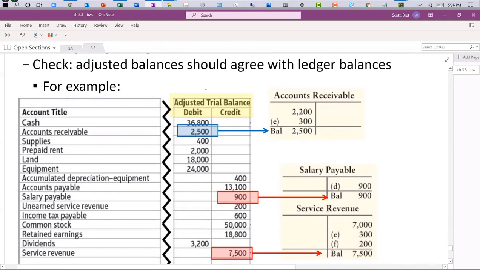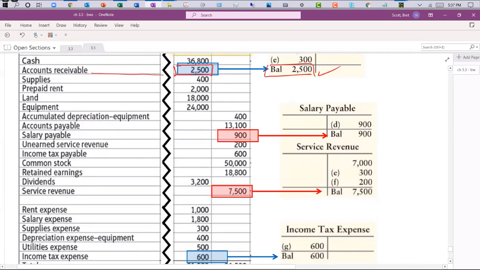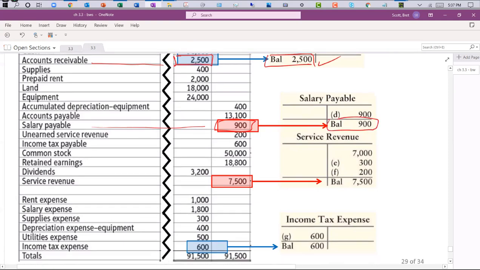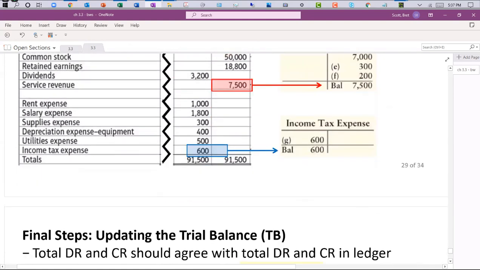Once you've done that, and you have this glorious looking adjusted trial balance, guess what? You're almost done. You can use this right now to produce financial statements, but my recommendation is just go back and spot check a few balances. We know the accounts receivable balance per the ATB is $2,500. It may be worthwhile to go back into the ledger and check to see if the balance $2,500 actually exists. It does. It means we've done that right. What about salaries payable? Salaries payable has a $900 balance on the ATB. It has a $900 balance in the T account. Again, it's just good to go back and spot check these things.